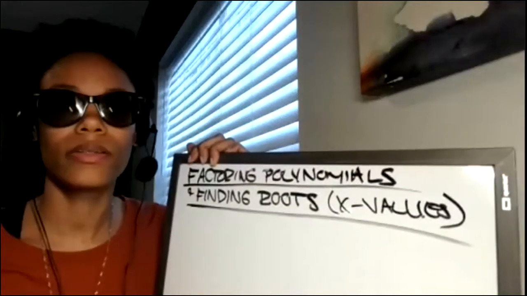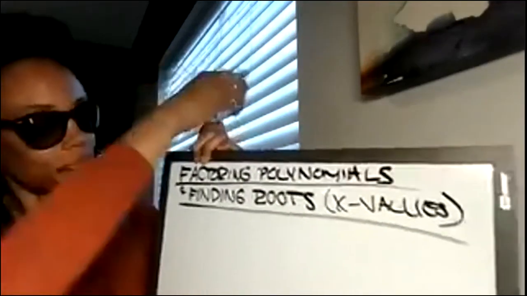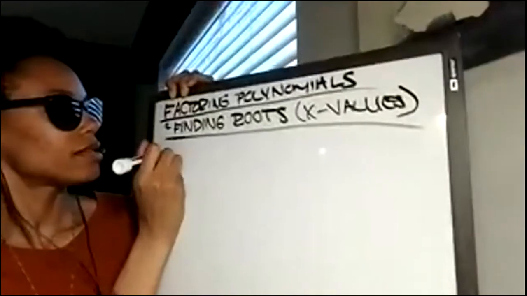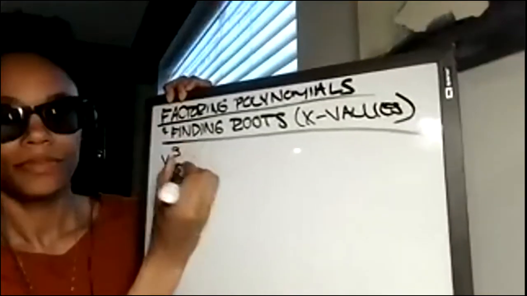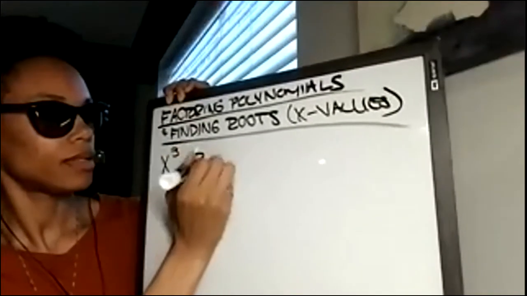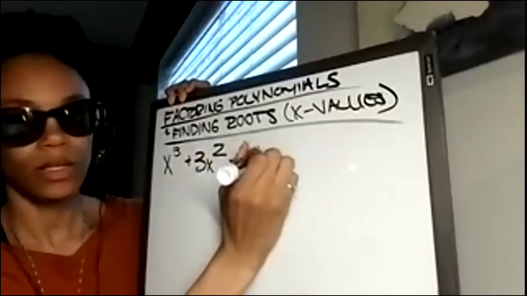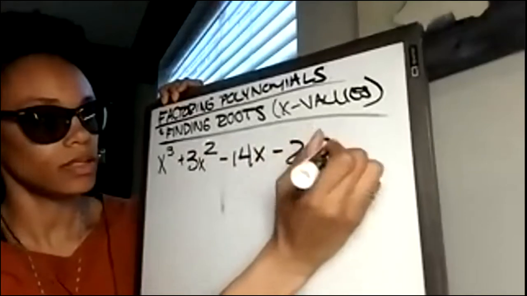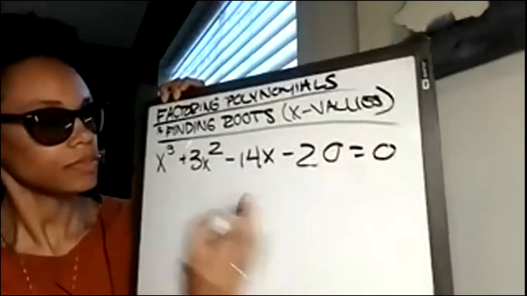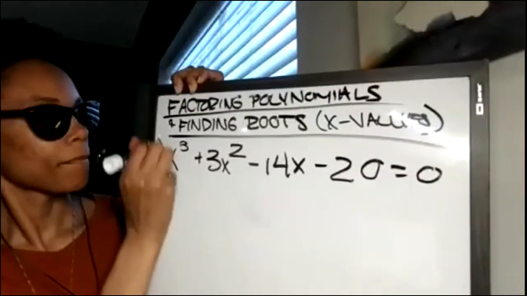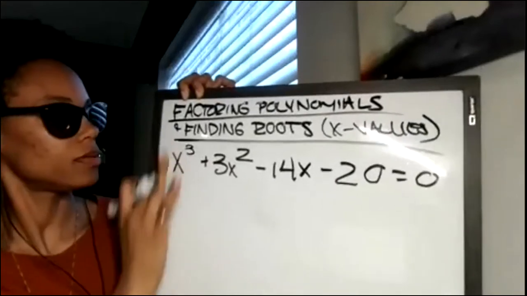Another one. So this problem, we're given x cubed plus 3x squared minus 14x minus 20 equals 0. Oh, I'm sorry, this is number 2 on the sheet.